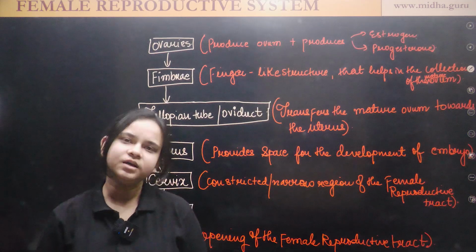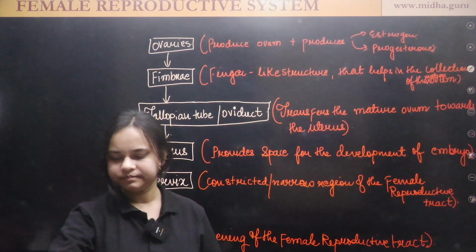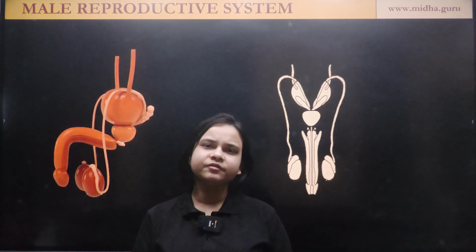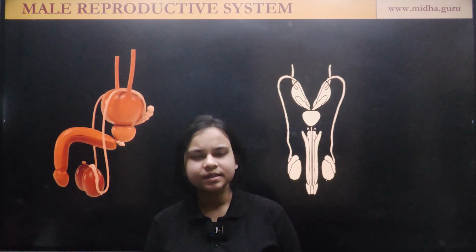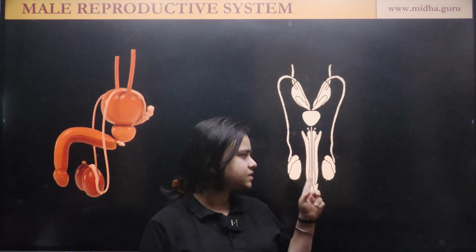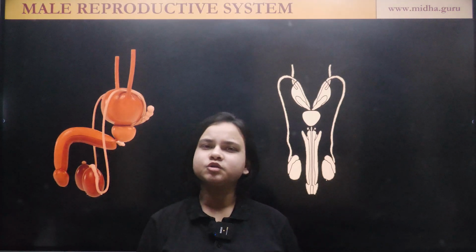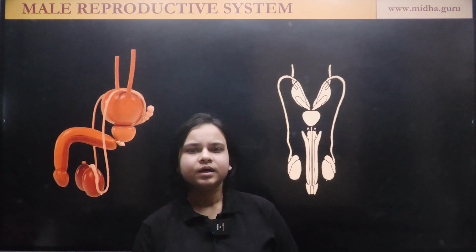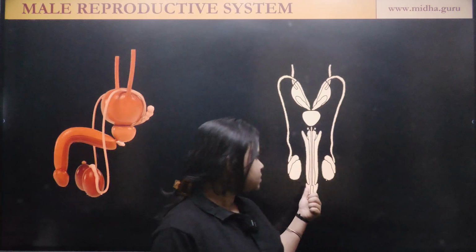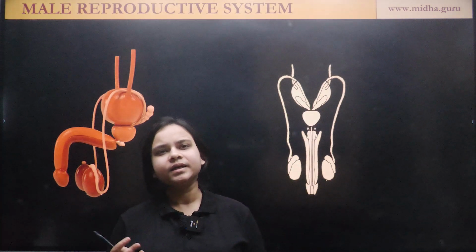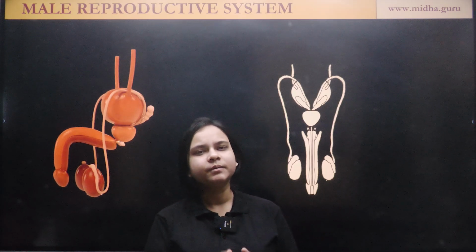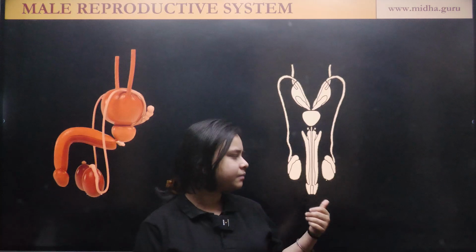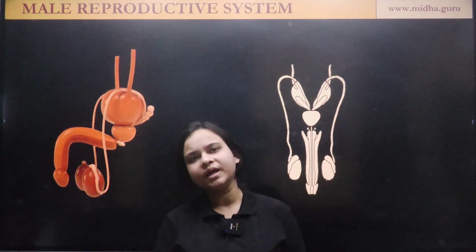Now let's switch to the male reproductive system. Basically, we are going to first start with the primary male reproductive organs. For that we are going to connect to this diagram, and later we are going to switch to this diagram as well for relating things in a better way. So let's start. As we have already seen in the female reproductive system, there are primary organs for the production of female gametes. Similarly, there are primary organs for the production of male gametes.